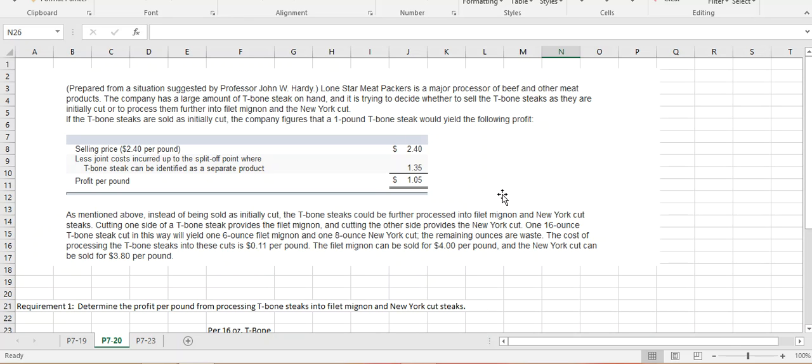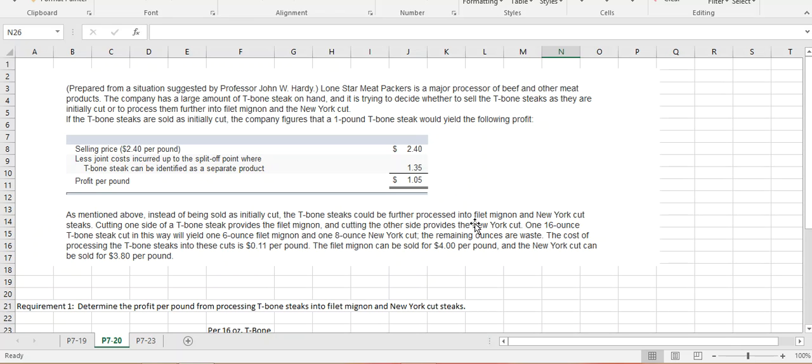So this says Lone Star Meat Packers is a major processor of beef and other meat products. They have a lot of T-bone steaks on hand and are trying to decide whether to sell the T-bone steaks as they are, or process them further into filet mignon and the New York cut. So then we have some data. If the T-bone steaks are sold as initially cut, we're selling them for $2.40 a pound. We've got some joint costs that we've incurred of $1.35. So our profit per pound for the T-bone steaks as they are is $1.05.